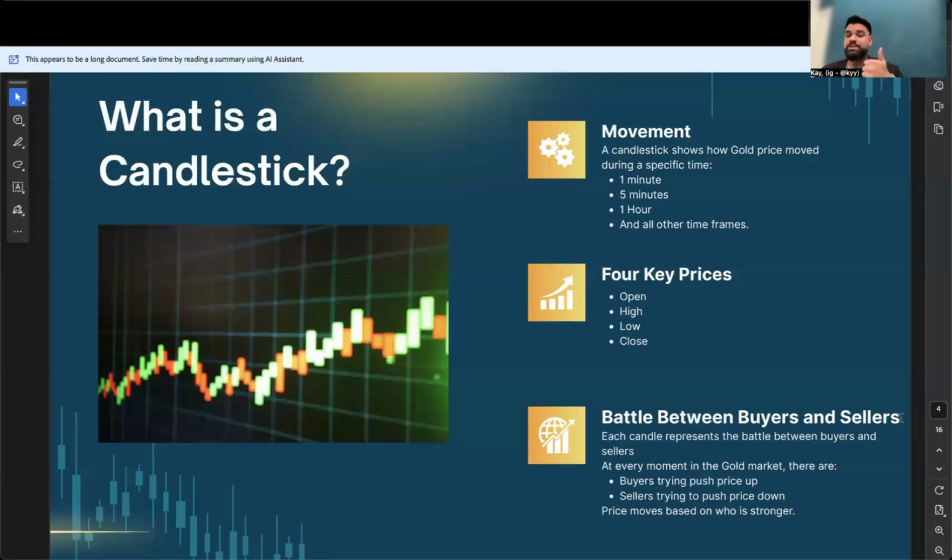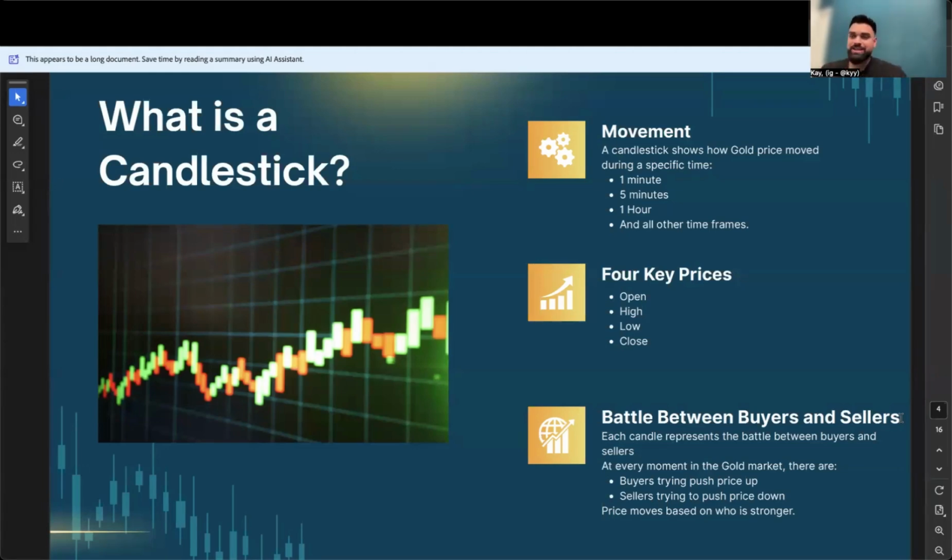The four key points are the open, the high of the candle, the low of the candle, and the close of the candle. These are the four key prices. They help a trader understand and decide what direction to look in. Where did it open? What was the highest point it went to? How much wick did it create? How much was the wick smaller or bigger? Where did it close? All these things are the key four pieces.